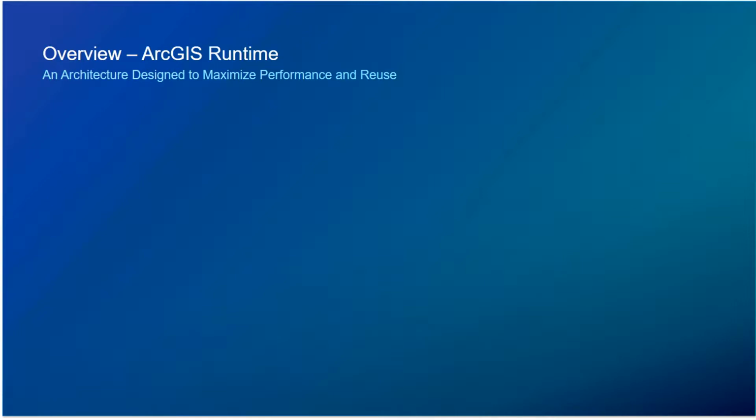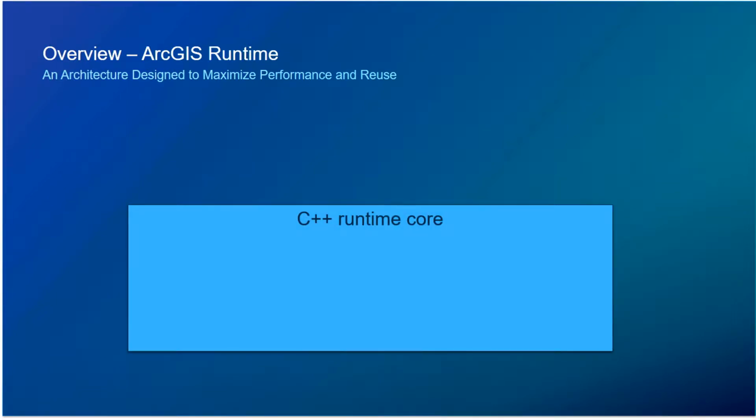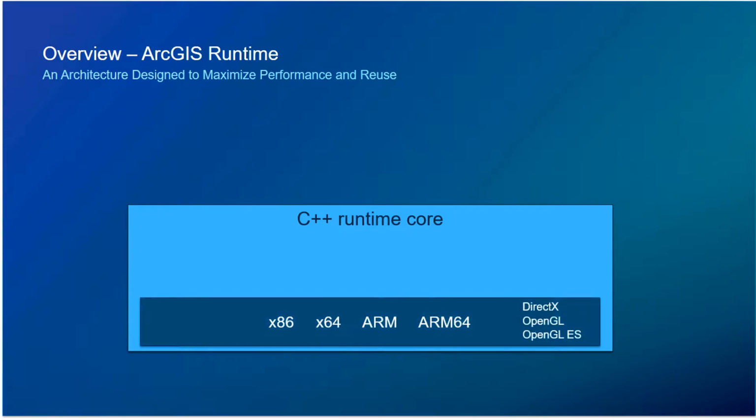The architecture of the ArcGIS Runtime involves the creation of the business logic for the runtime, so data access, map rendering, analysis capabilities, routing, geocoding. All of that is written in our C++ runtime core. So we've got a number of engineers and teams working on that C++ runtime core code base. And then what we do is compile that for a range of different architectures and different rendering pipelines as well. So 32-bit and 64-bit, and also ARM32, ARM64. And then a range of different rendering pipelines depending on the platform that the API will be running on.